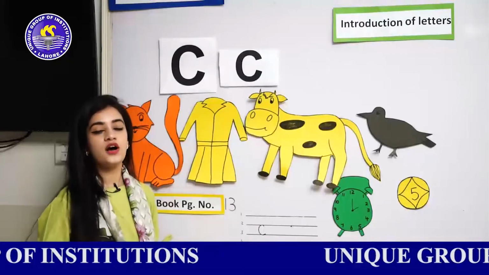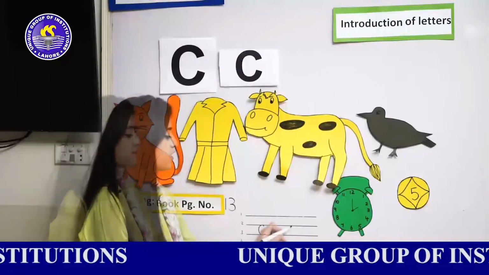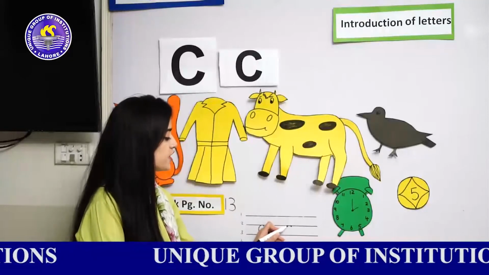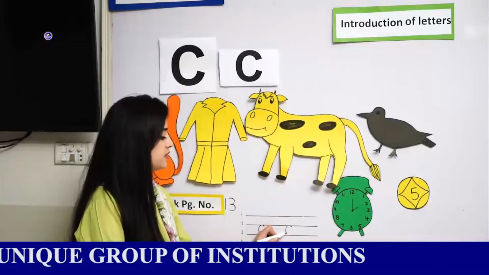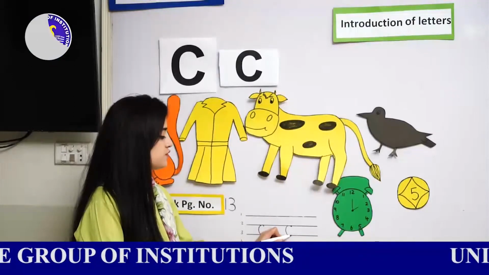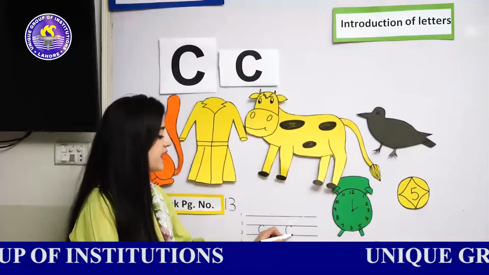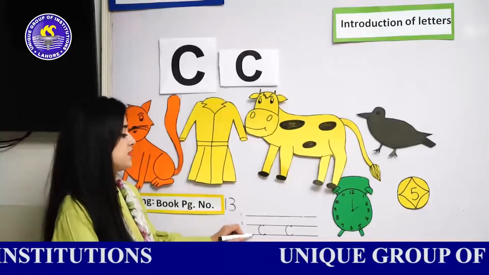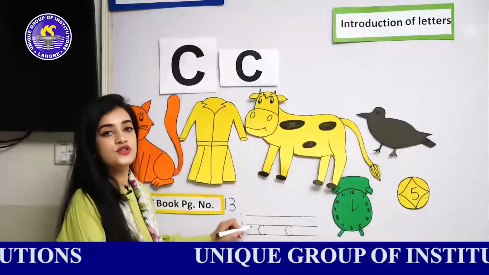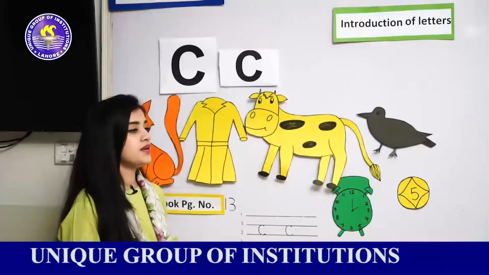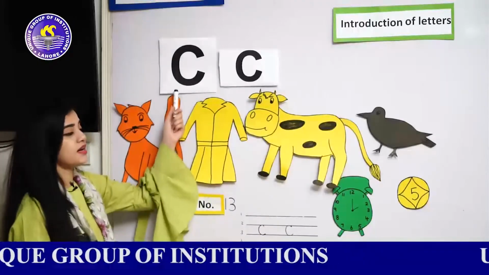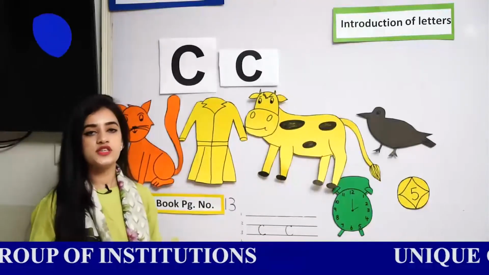Now I'm going to tell you how to write c without dots. Small c. We are writing lowercase c. Start from the dot and make a curve. We are writing in two lines. Small c is in two lines. C. What is this? Let me tell you the song one more time.